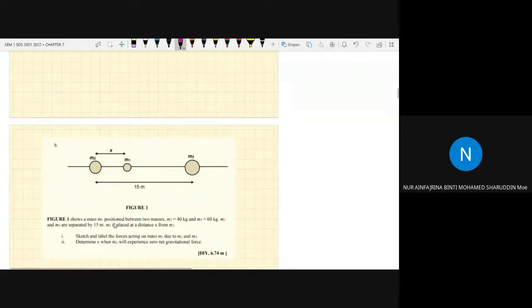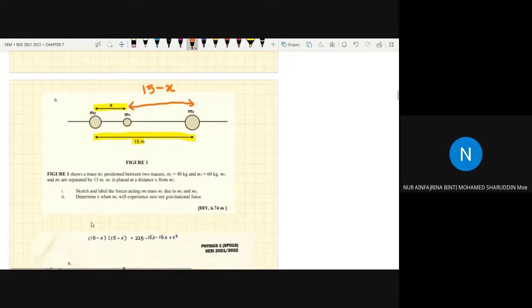Figure 1 shows mass 1 position between two masses 40 kg dan juga 60 kg. M3 tu 60 kg. Mass 2 and mass 3 are separated by 15 meter. And from mass 2 to mass 1, dia adalah X meter. What about mass 1 to mass 3? Berapa meter? Anyone? 15 minus X. Very good. Dia adalah 15 minus X meter. Okay, so M1 is placed. Now we are done.